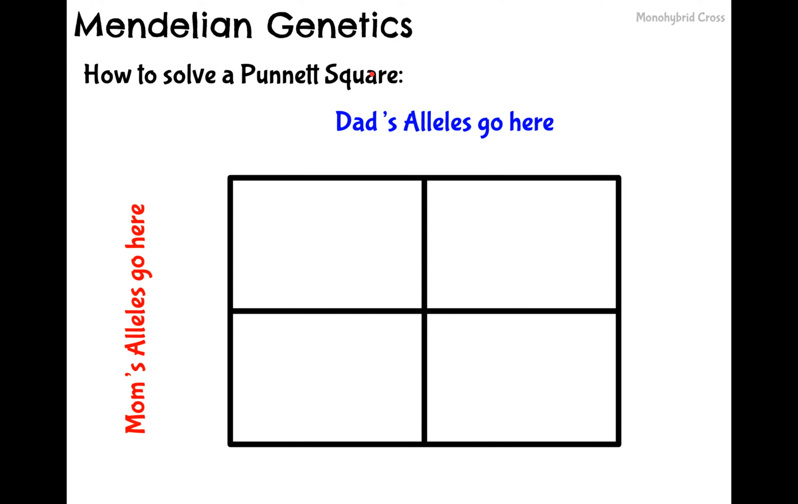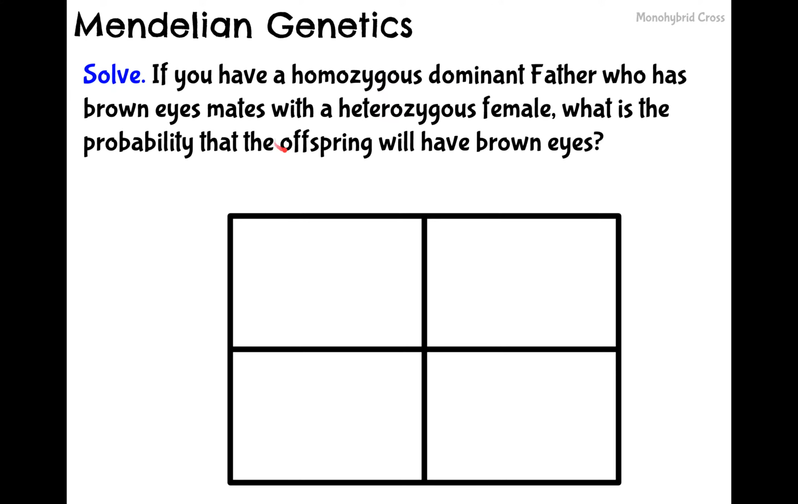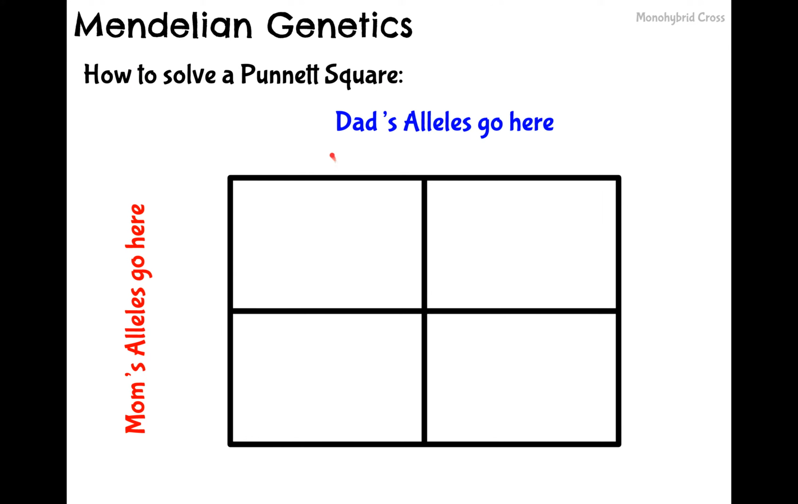So if we have a problem such as this, actually let me go back. So when you're solving problems, in this case, we're going to be solving a monohybrid cross. What you're going to do is you're going to place the dad's alleles here. One letter is going to go here, one letter is going to go here, and then the mom's allele, one letter will go here, and then the other one will go here, and then you'll put your offspring here. So as we go through this, you'll see what I mean.